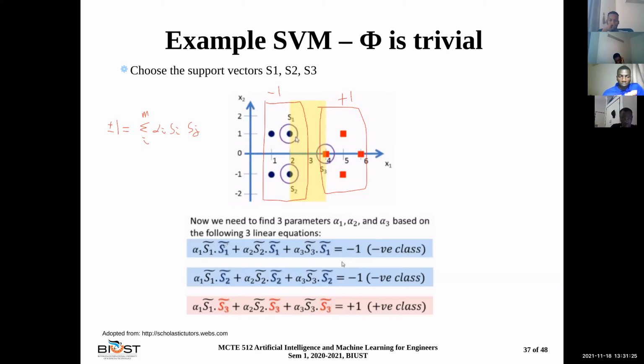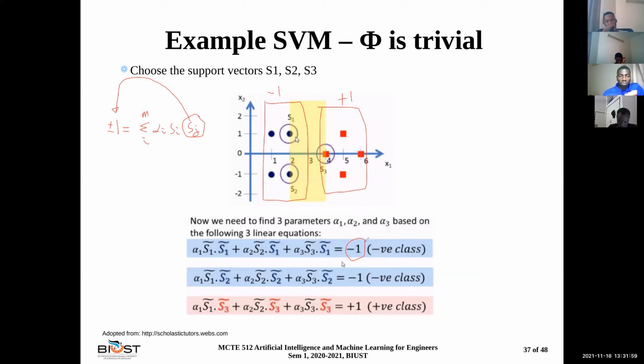Okay, so now we will just follow. So if you have S1, so alpha 1 S1 times S1 plus alpha 2 S2 times S1, alpha 3 like that, and so on. So these are the augmented support vectors already. And the classification of this is the same. This one is the classification of this support vector. So the corresponding classification of that support vector is that one. Because this support vector is -1, so that's -1.